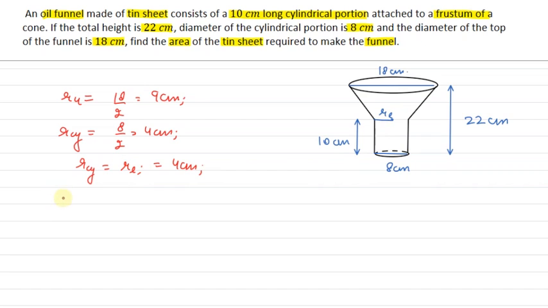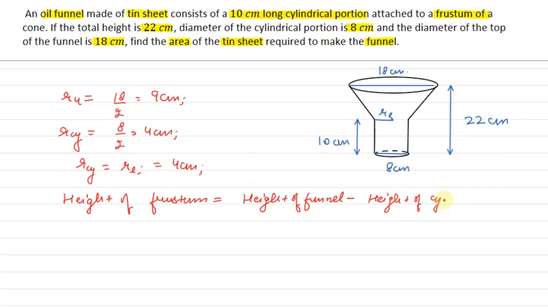Now we are supposed to find out the height of frustum. This will be equal to height of funnel minus height of this cylinder. Height of funnel is given to you, 22 centimeter, minus height of cylindrical base, right? So this is 22 centimeters minus 10 centimeters. Now this came out to be 12 centimeter. So you have found the height of the frustum as well.